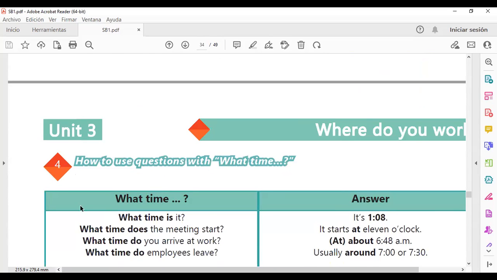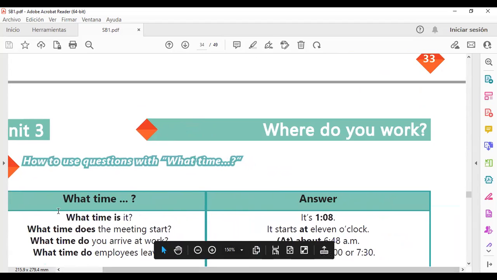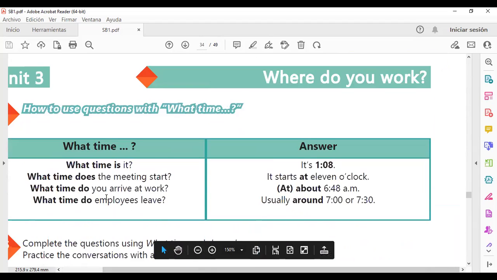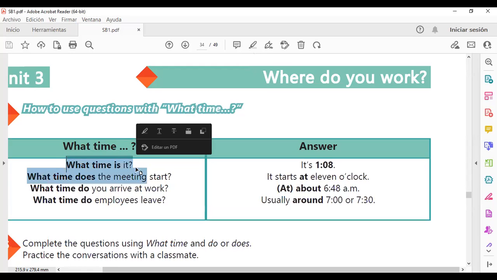Now, over here we're going to encounter some expressions with what time. Okay, can somebody help me to read, please? I want you to interact more tonight. Quiero que interactúen más esta noche. Me están dejando solo en esta clase. Veamos. Can somebody help me with the reading? ¿Quién me ayuda a ir leyendo, por favor?